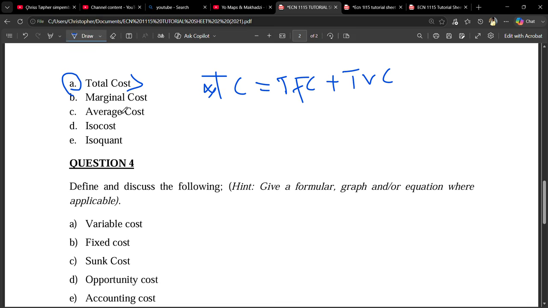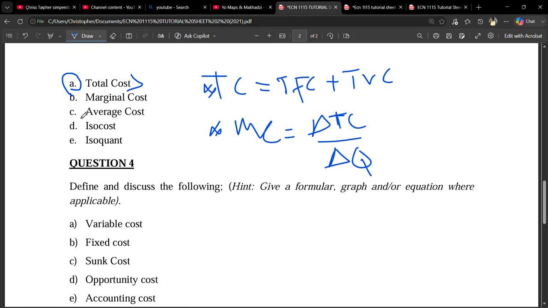Now B, what is marginal cost? Marginal cost is simply the extra cost that a firm is going to incur by producing an extra unit. Marginal cost is going to be change in total cost over change in quantity. So this is an extra cost that is going to be incurred by producing an extra unit of whatever output is being produced. That is marginal cost.